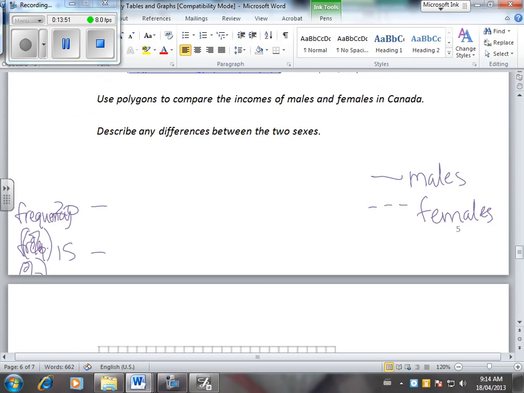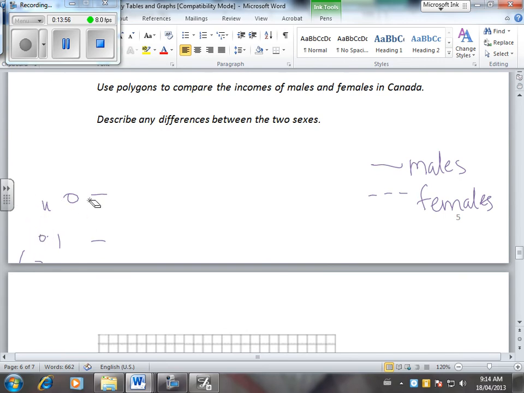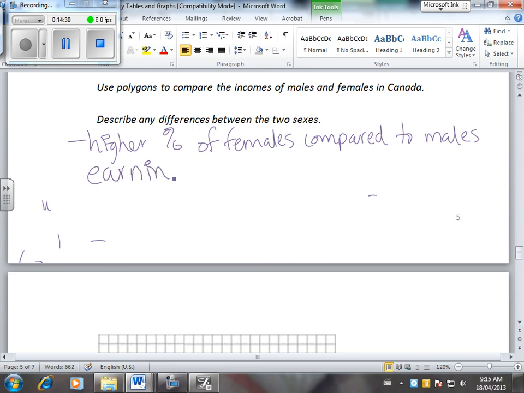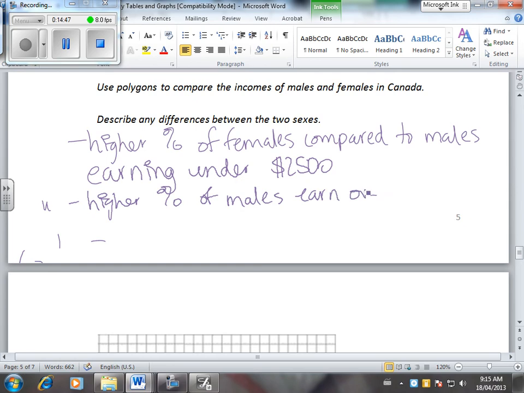And then if we go back here and we're asked to describe any differences between the two sexes, there's a higher percentage of females compared to males earning under 2,500, because that's the midpoint we used, and a higher percent of males earn over 60,000.